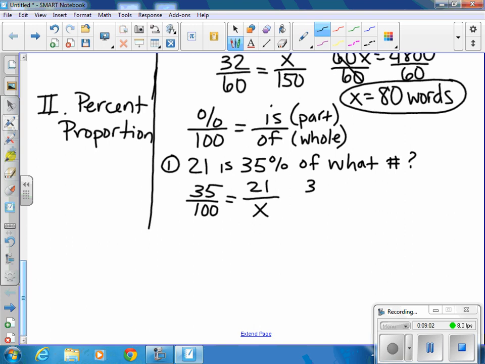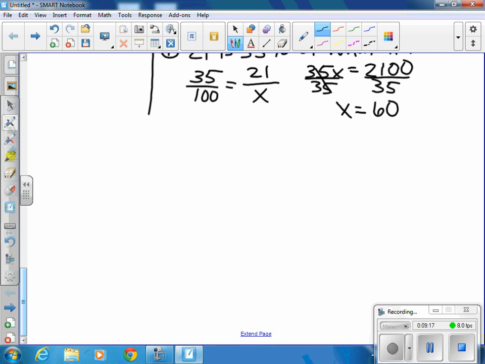When you cross multiply, you end up with 35x equals 2100. So divide by 35, and you should find out that the missing value of x is 60. There are no units in this problem, so we don't have to worry about a unit for our answer.